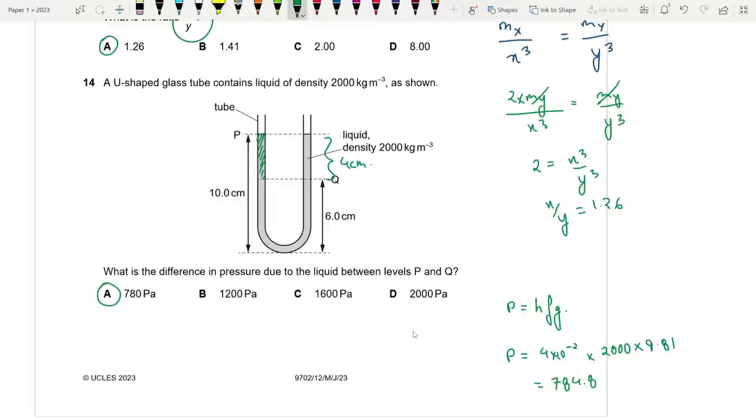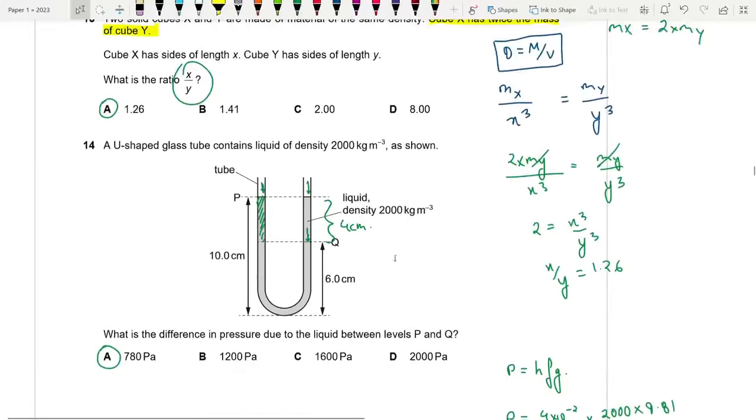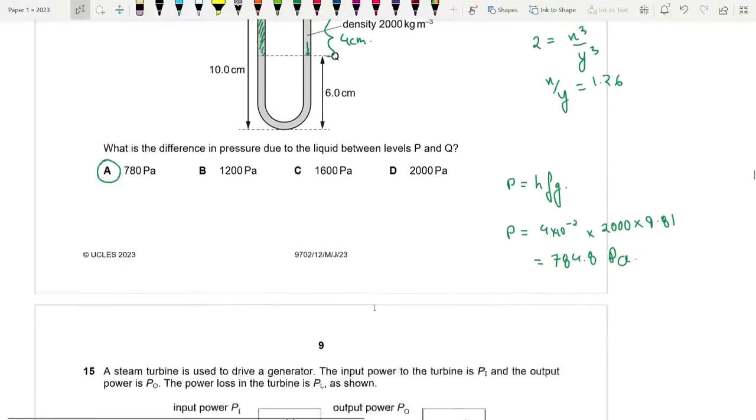So honestly, they are at equal pressures because they're at the same height. However, they just wanted us to find out the difference in pressure at these two levels, at Q and at P. So yeah, we just exploited the fact that we know the difference in height between those two levels, and we also know the density of the liquid inside the tube, right? That is the basic principle. And also remember to convert cm to meter.